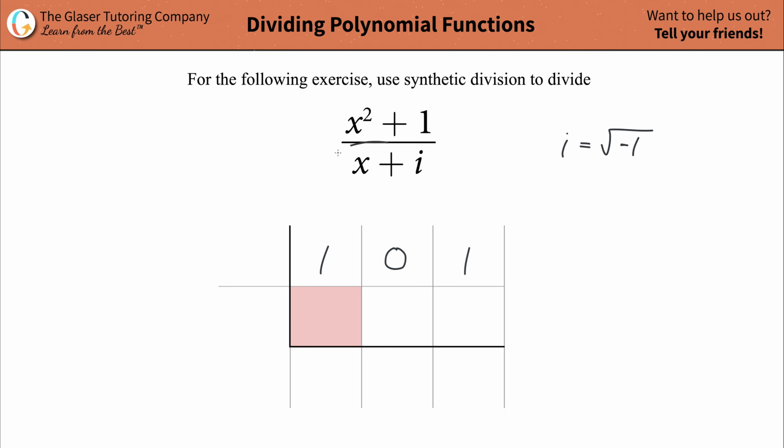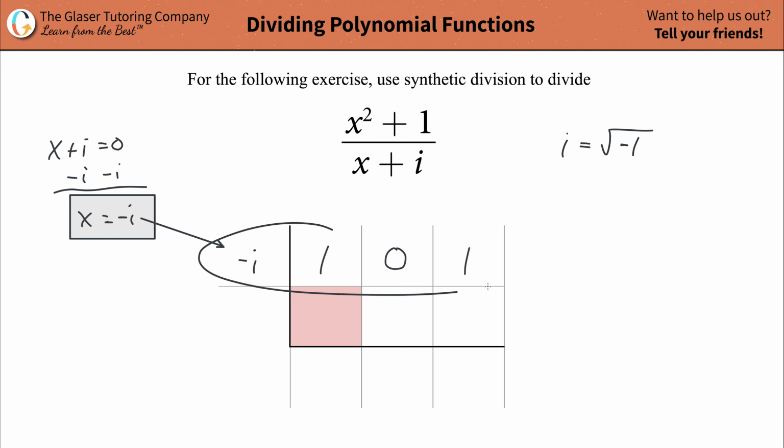Now we're going to look at the denominator, in other words, the divisor, and set that equal to 0. The reason you do this is because you're going to solve for x, and whatever that value is, in this case -i, that's going to tell you the value you're going to need to plug into the outside of your synthetic division table.